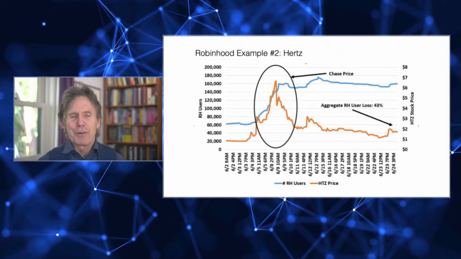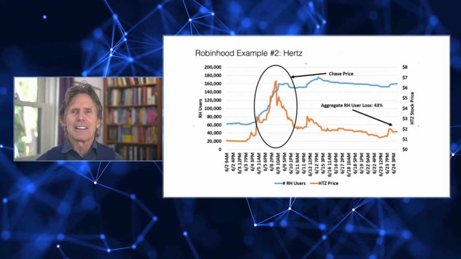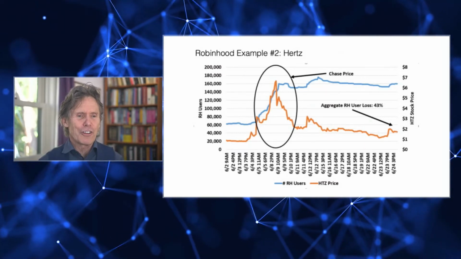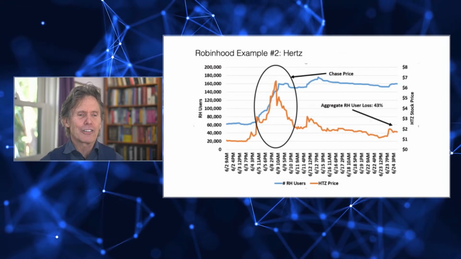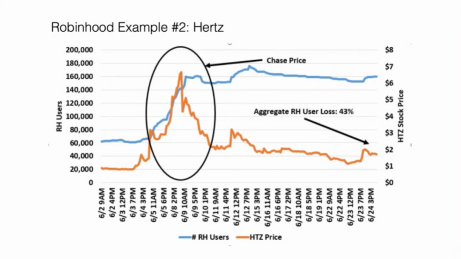Here's another example, which is Hertz. Some of you may have heard the story. Hertz filed for bankruptcy, and suddenly a bunch of individual investors got interested in buying it. So you see the Hertz price starts to go up. The blue line is flat for a while. That means there are about 60,000 Robinhood users. It stayed at 60,000, and then over the course of a couple of days, it shot up to about 160,000 Robinhood users who owned Hertz. And that helped drive the price. The price went from $1 up to $6.50.